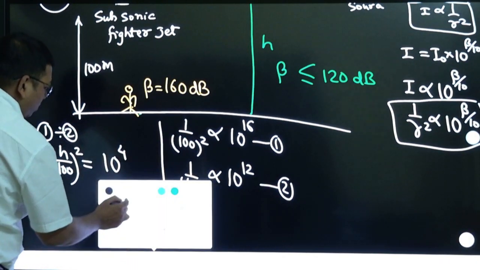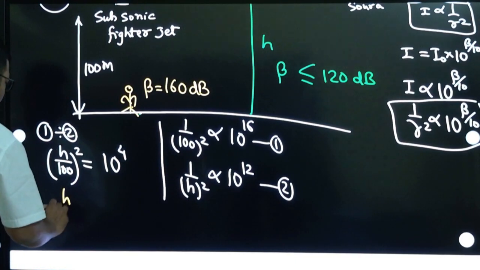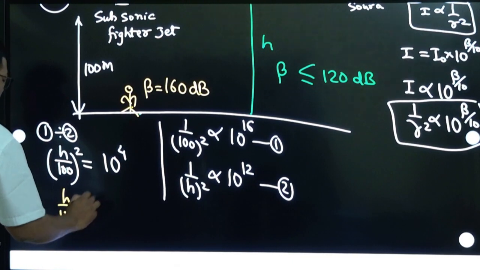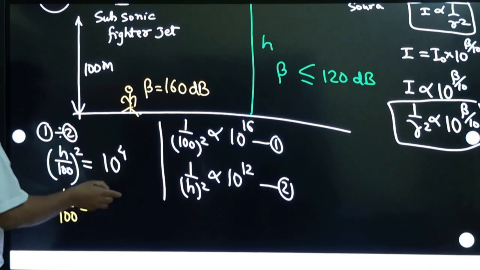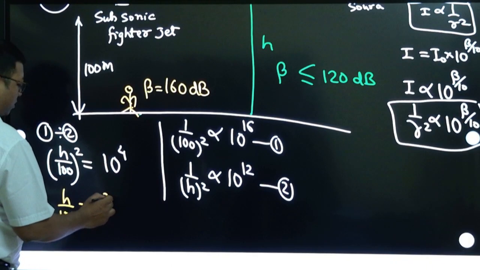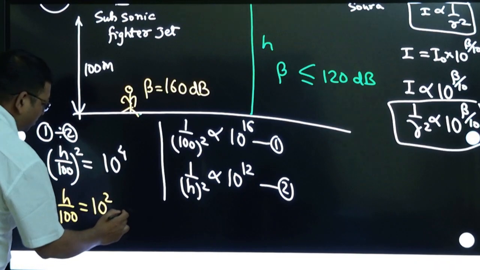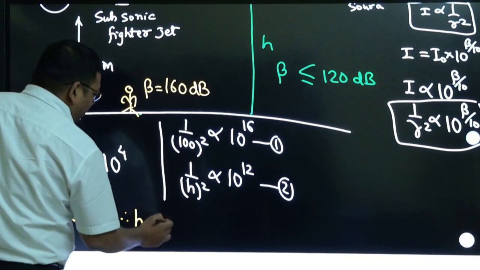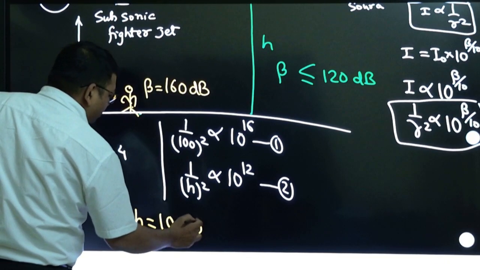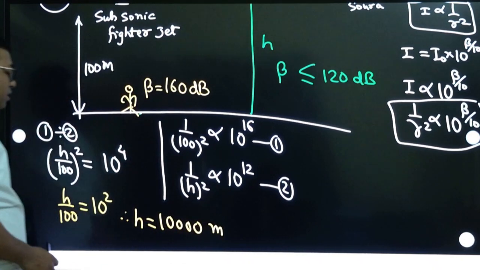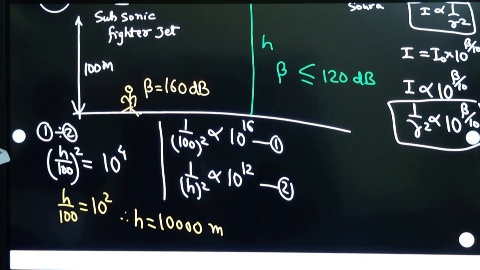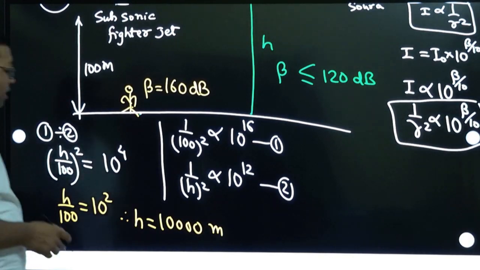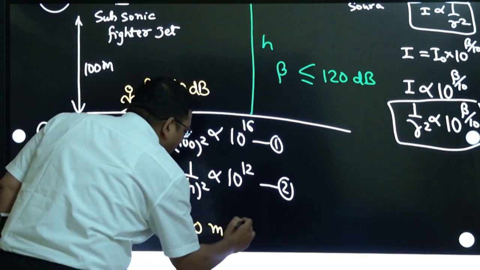Square root and solve. So h by 100 is the square root of this. 10 to the power 4 square root means 10 square will come. So h will become how much? h will become 100 into 100, 10,000. Correct? 10,000 meters. This should be the answer. 10,000 meters will be 10 kilometers.